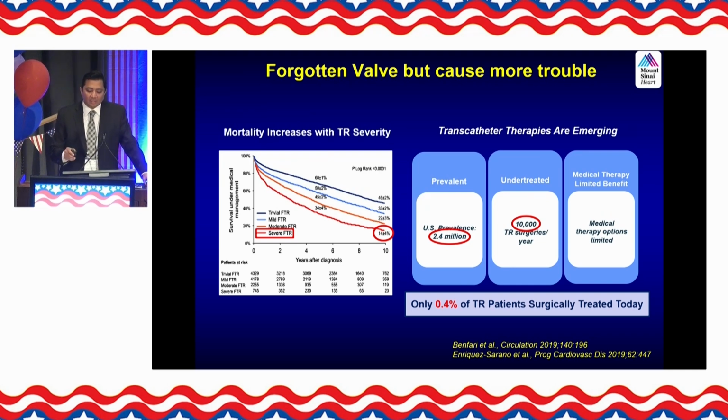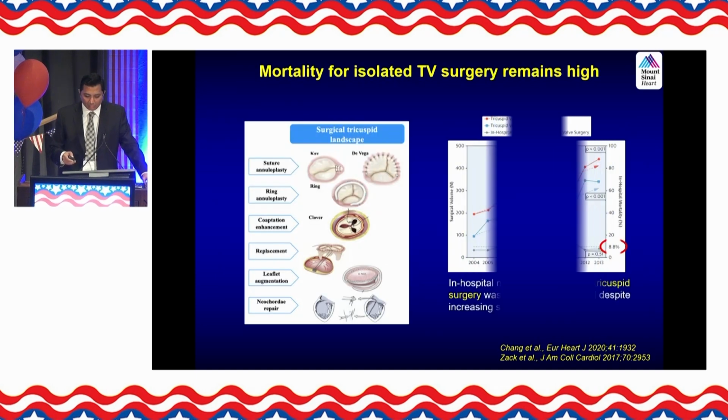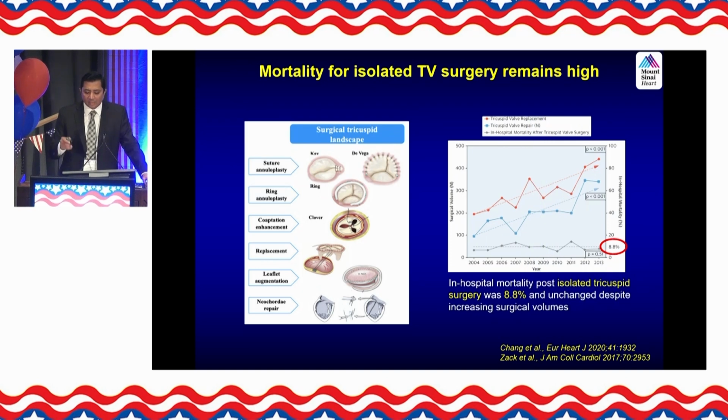You can see that only 0.4% of patients are treated for tricuspid valve interventions, and they're associated with increased mortality. You can see on the left that only 14% of the patients survive 10 years after they've been diagnosed, doing nothing to the tricuspid valve. And even if they do surgery, the mortality remains very, very high.